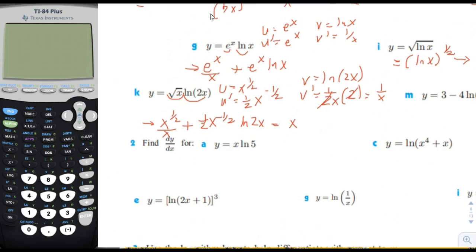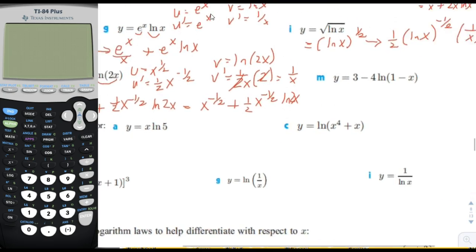It'll simplify to x to the negative 1/2 plus 1/2 x to the negative 1/2 times natural log of 2x. That doesn't really simplify at all. We could factor out the x to the negative 1/2, but I'm not sure if that would really make it any better. Okay? Alright, m.